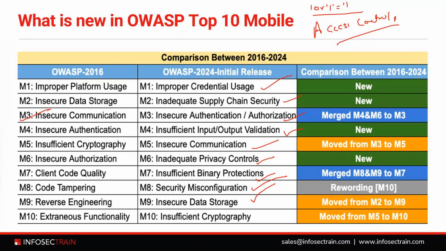Then insecure data storage. So it was on M2, second position. Now it moved to position 9. And insecure data storage means that you are not storing the data properly. Wherever you are storing the data, it's basically an insecure place, no encryption, right?